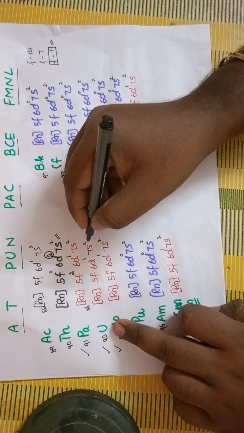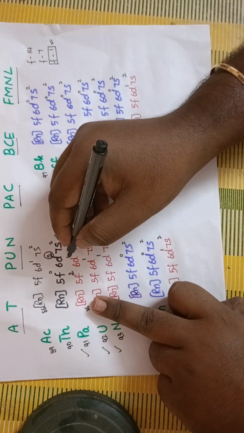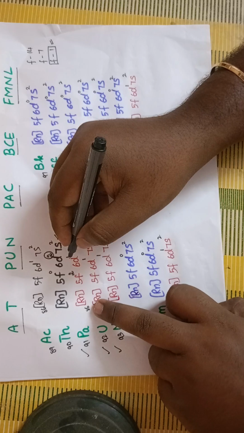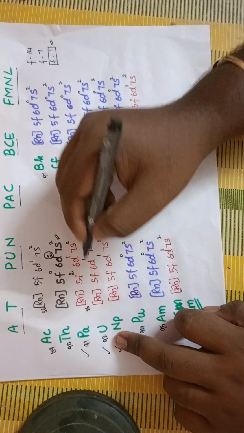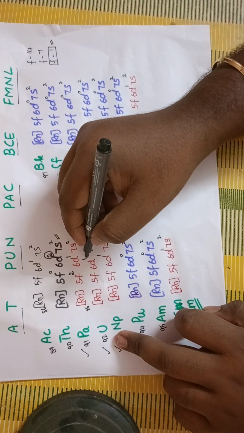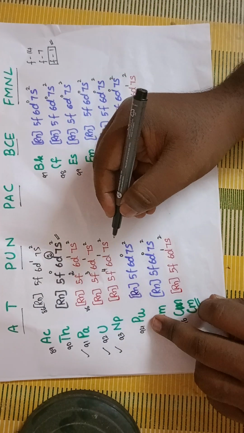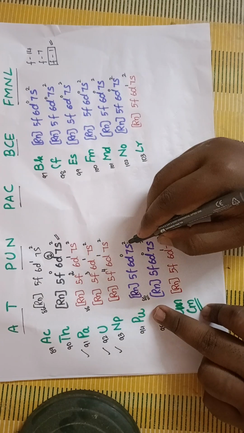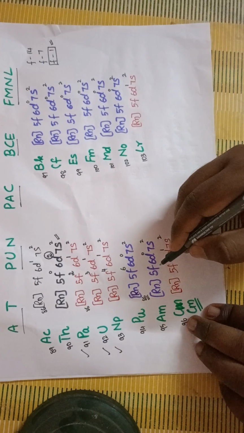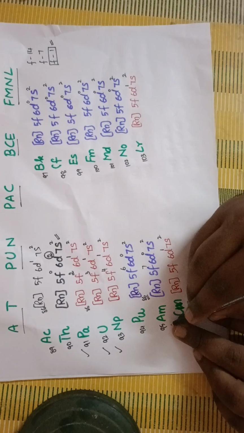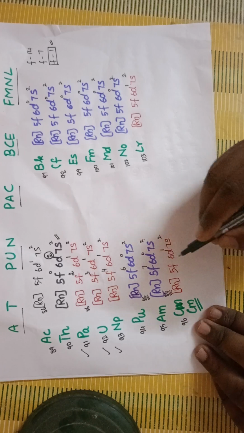92: 86, 88, 89, remaining 3, here 4. 94: 86 electrons are used, here 2, so total 88, remaining 6, here 7. 95: 86, here 2, 88, remaining 7 electrons will go to 5f.